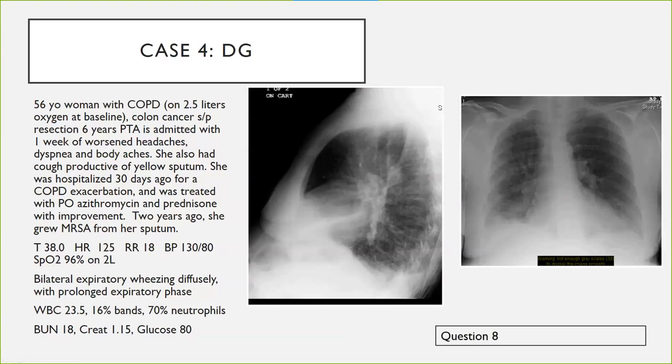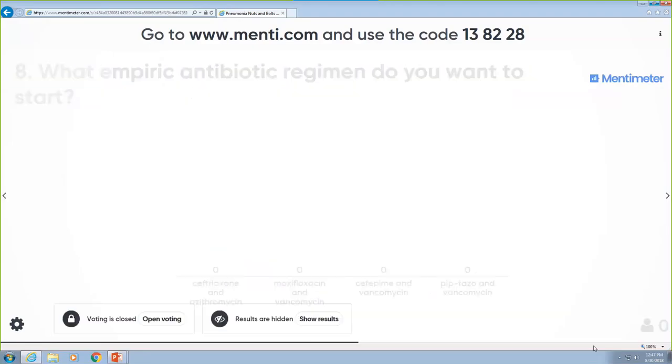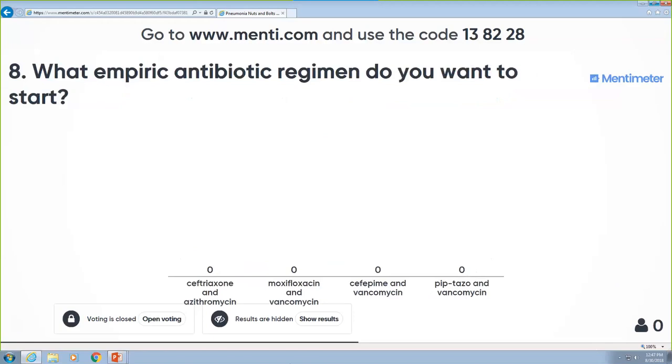So I bet you can guess the question now. What empiric antibiotic regimen do you want to start? Your choices again are ceftriaxone and azithromycin, moxi and vancomycin, cefepime and vancomycin, and piptazo and vancomycin. While you guys are voting, we'll go through the differences in these again.